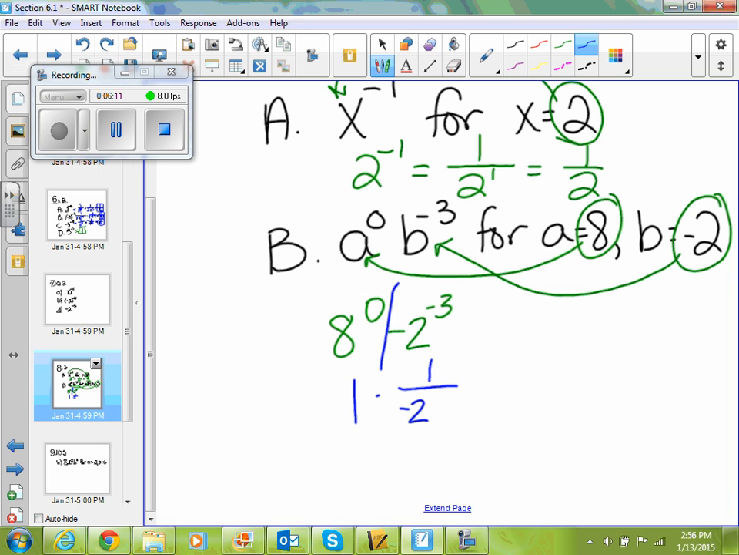Negative 2 to the 3rd power, right? Okay. What's negative 2 to the 3rd power? 2 times 2 times 2, negative 8. And 1 times negative 8 is? Or 1 times 1 over negative 8 is? 1 over negative 8. Does that kind of make sense? Okay.